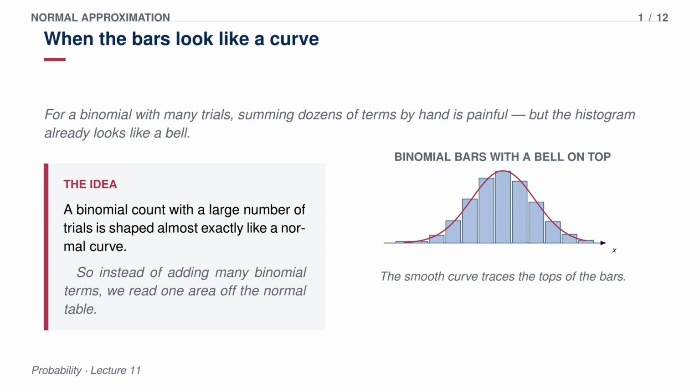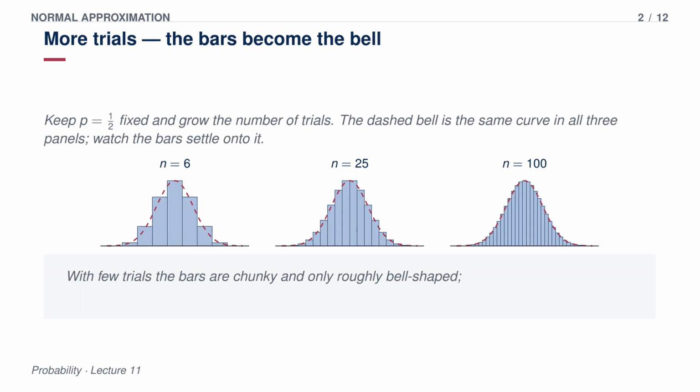And on the picture, you can see why it's even allowed. The smooth curve traces right along the tops of the bars. The area under the curve and the total height of the bars are basically the same thing. Let me show you the approximation getting better in real time. 3 pictures, same coin, probability 1/2 each, only the number of flips changes.